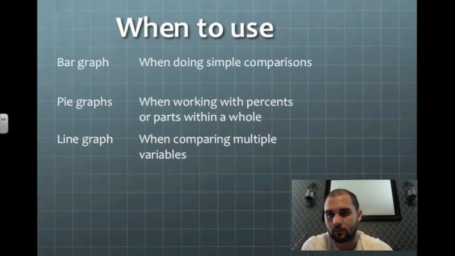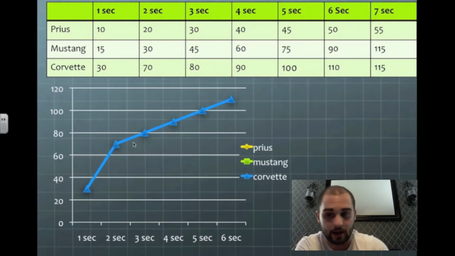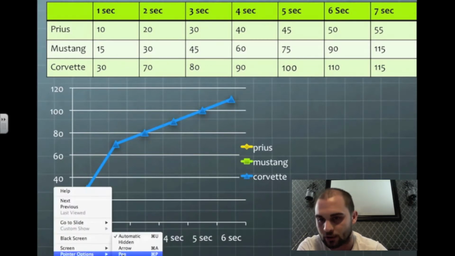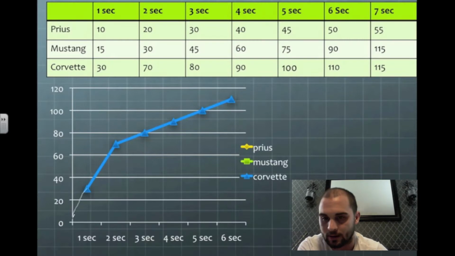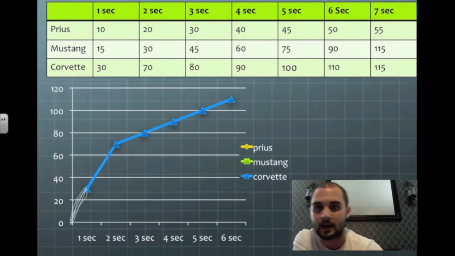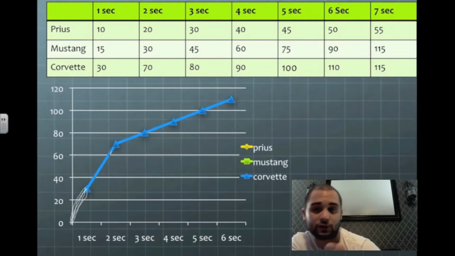So here we go. We have our data table, and we have a graph made for us here, and it's a line graph. And one thing that's not done here, and I'll finish it for them, is they didn't start at 0. So I'm going to just connect this to 0 right here, and we're going to help them. We're going to fill this out. So I want to show you how to do a line graph. Last year my students had a lot of trouble with it, so I'm going to show you right here. We're going to graph the Prius, and then we're going to do the Mustang.